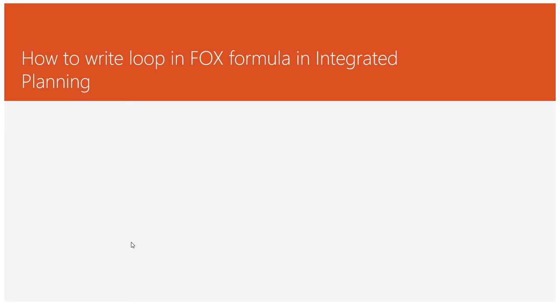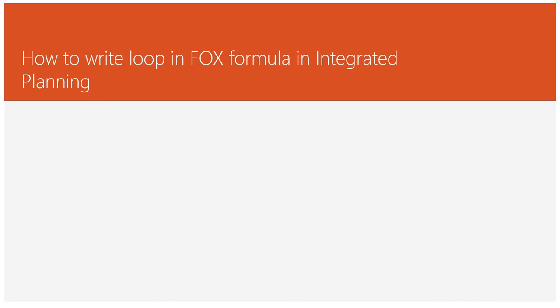So why do we write Fox formula? As you might know, we write Fox formula in integrated planning when the standard planning function does not support your calculation, meaning that when you want to write some complex logic or some kind of loop that is not supported by the standard planning function. In that case, you can write the Fox formula. So we are going to learn a very important part, the loop, because you might need it when you are going to write the Fox formula.